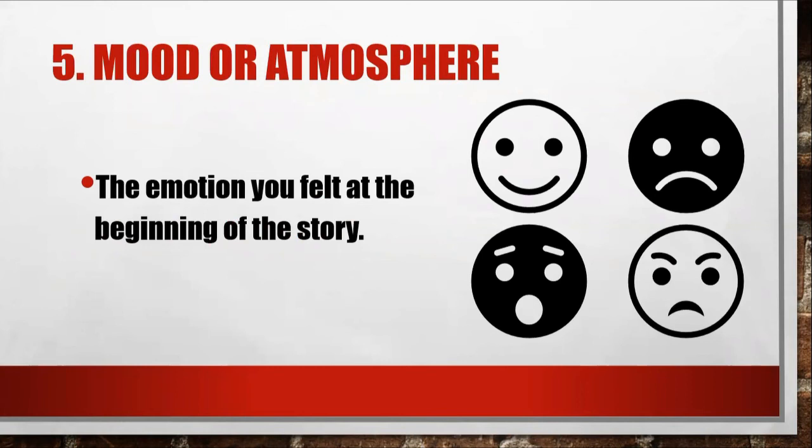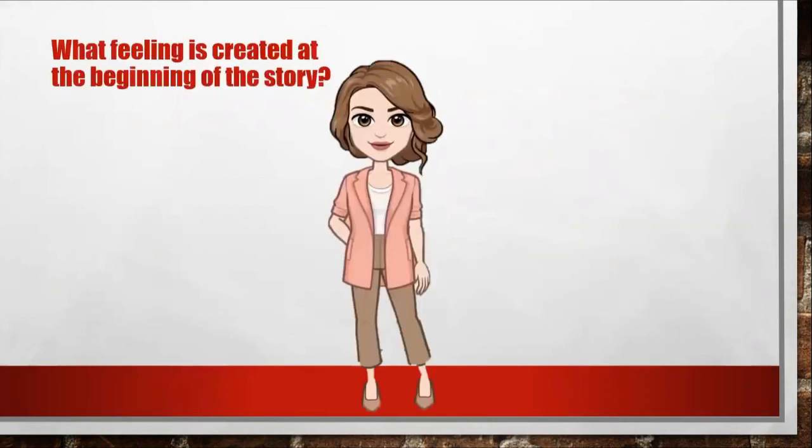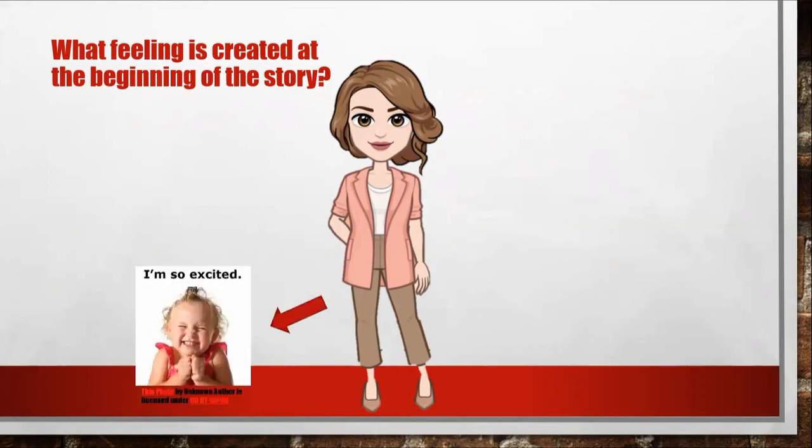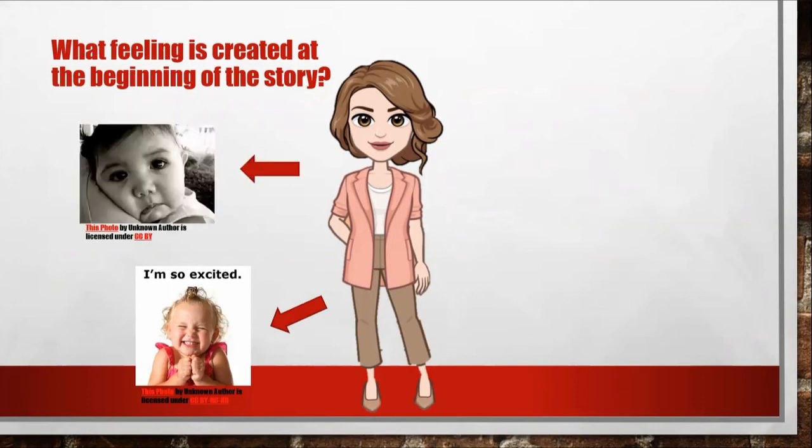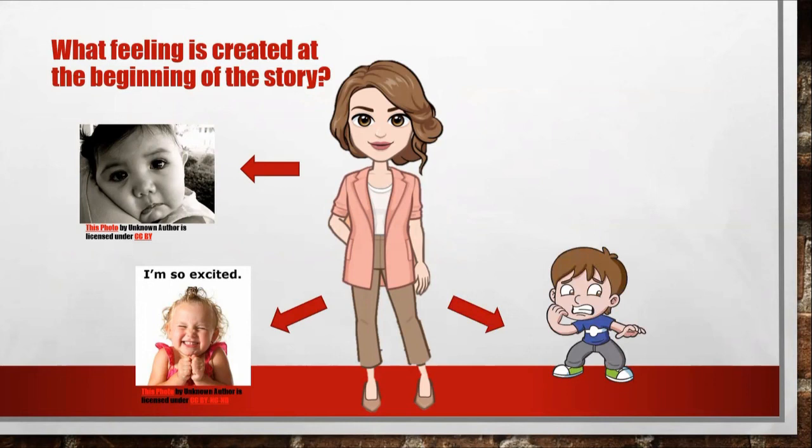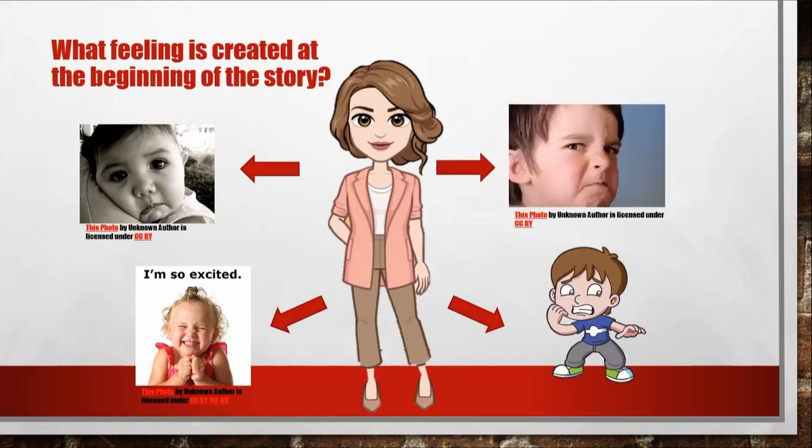Next is mood or atmosphere. It is the emotion you felt at the beginning of the story. What feeling is created at the beginning of the story? Or what emotions have you felt after reading the beginning of the story? Did you feel so excited? Or sad? Or afraid? Or angry? What did you feel? That is the mood or atmosphere of the story.